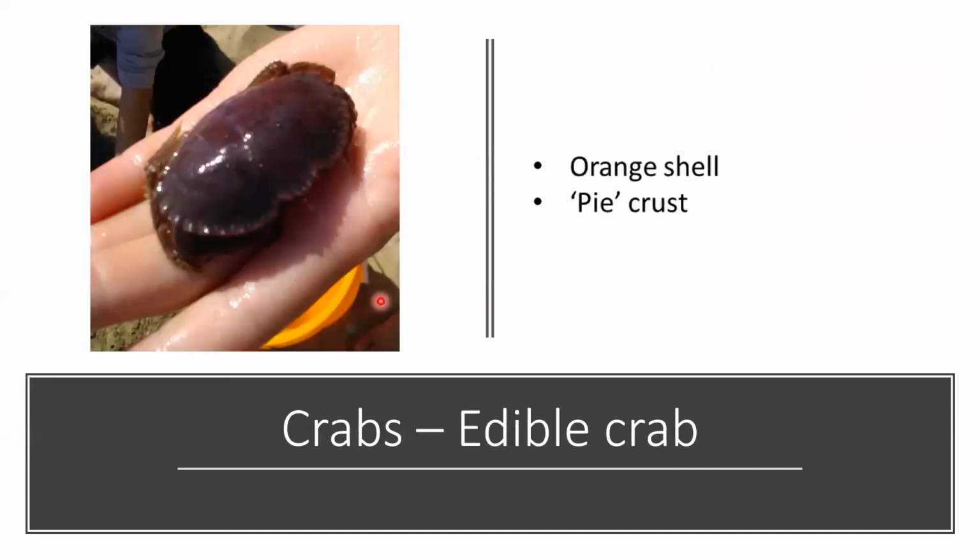Okay, the next crab, and I really do hate talking about this particular one, because the easiest way to describe it is this pie crust here of the edible crab. And again, I don't like describing it like that, because it's not very nice, but it is a really useful way, because it does look like a pie crust, and it is an edible crab. So I'm going to move on quickly from that one, because I don't like that one, and it is orange as well.